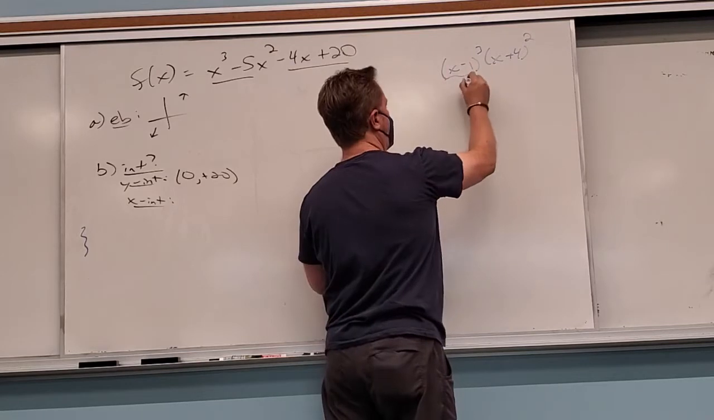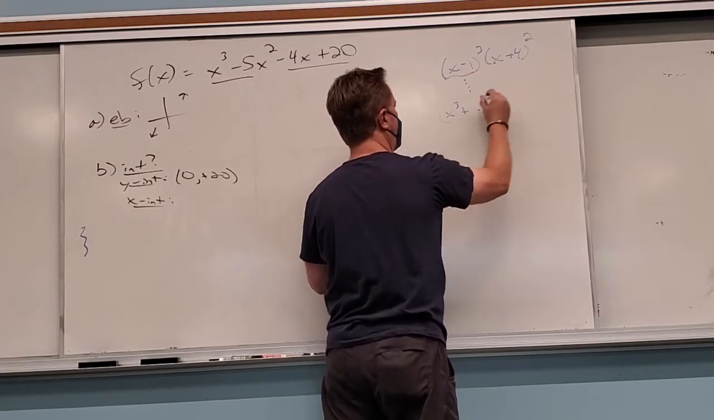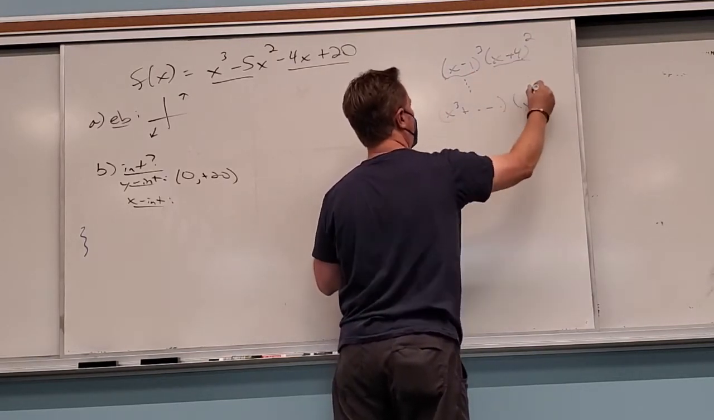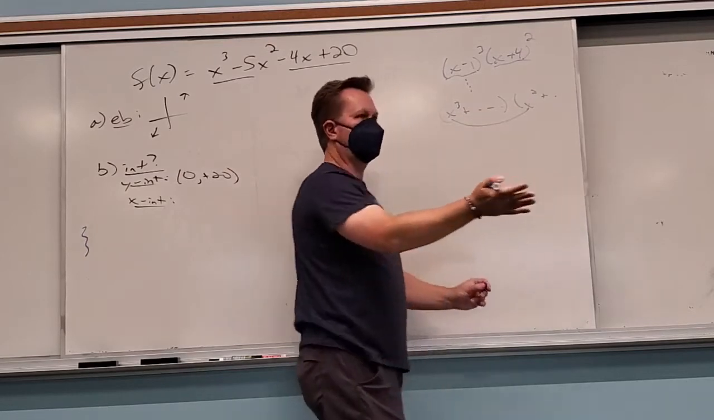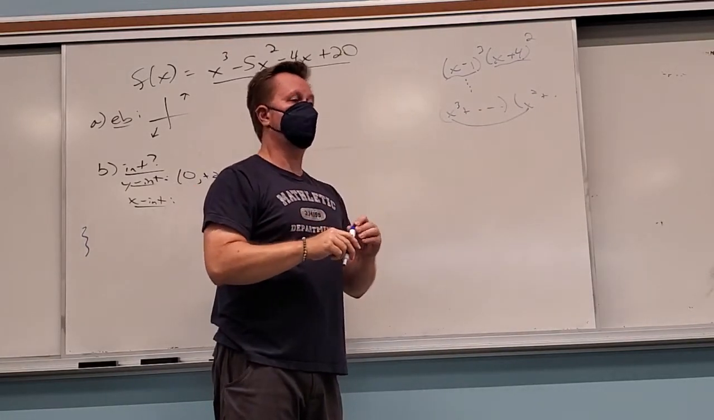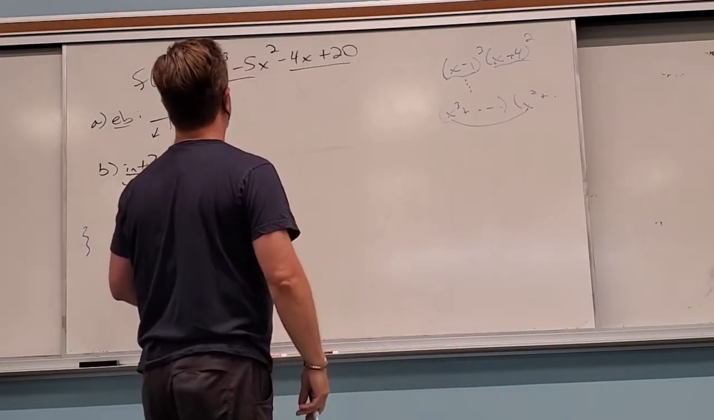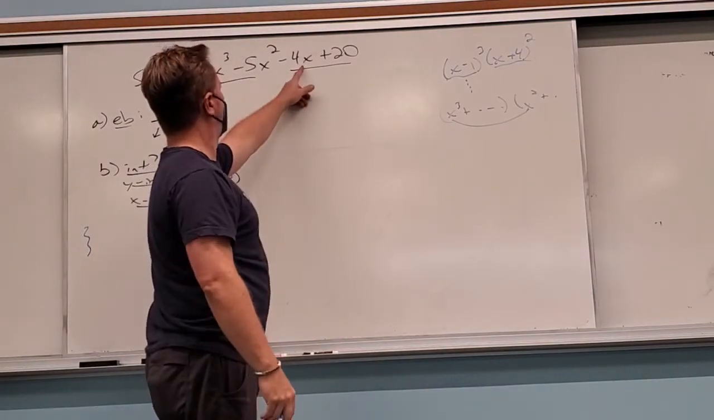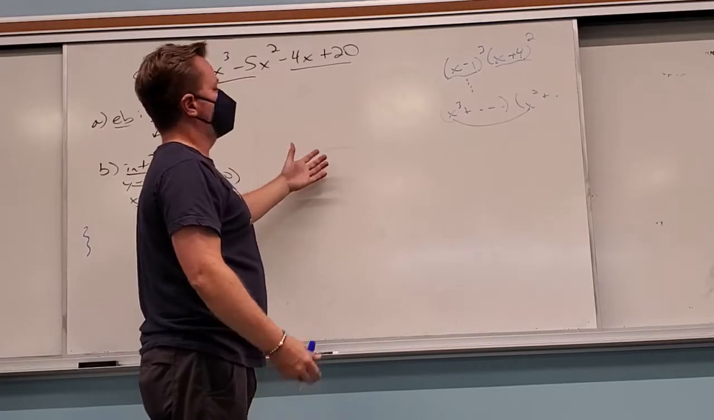Right, because this would multiply and you get x cubed plus other terms, and this would multiply and you get x squared plus other terms, and then this would multiply and you get x to the 5th plus other terms. Okay. So the 4x doesn't count when it comes to the degree? Yeah. Well, no, not really.